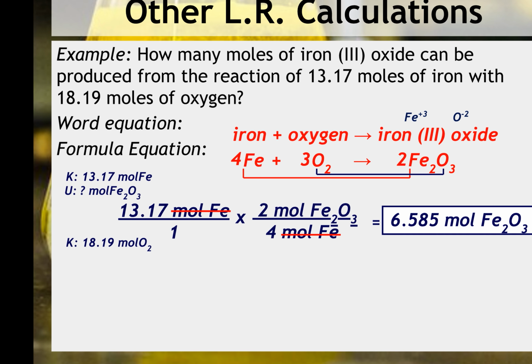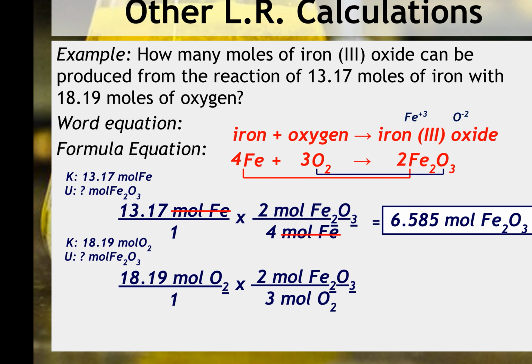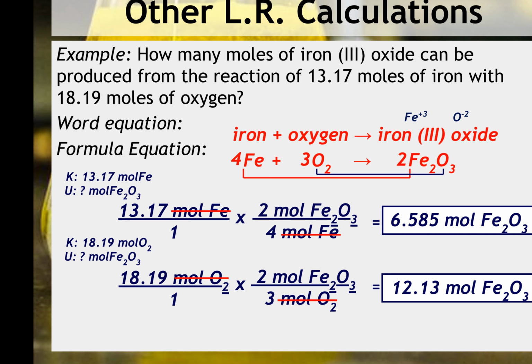Now I need to figure out how much can be produced from the oxygen. This is the same thing we did yesterday. Well, I can get 12.13 moles of iron 3 oxide from the amount of oxygen I've got. So obviously I've got a lot more oxygen than is needed for this reaction compared to the iron. So this is not going to be the limiting reactant. The iron will be my limiting reactant.